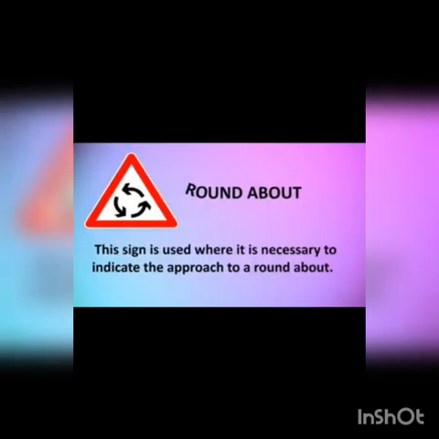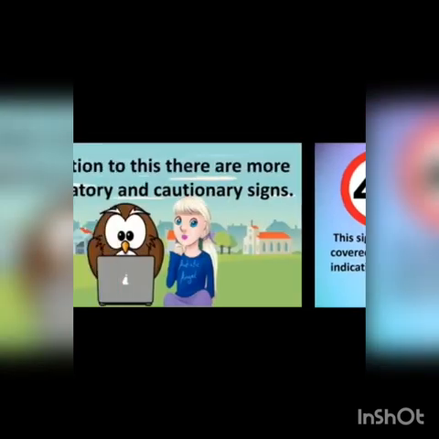Roundabout: this sign is used where it is necessary to indicate the approach to a roundabout. Speed limit: this sign is erected at the beginning of the area covered by a speed restriction, with numerals indicating the speed limit in km per hour.